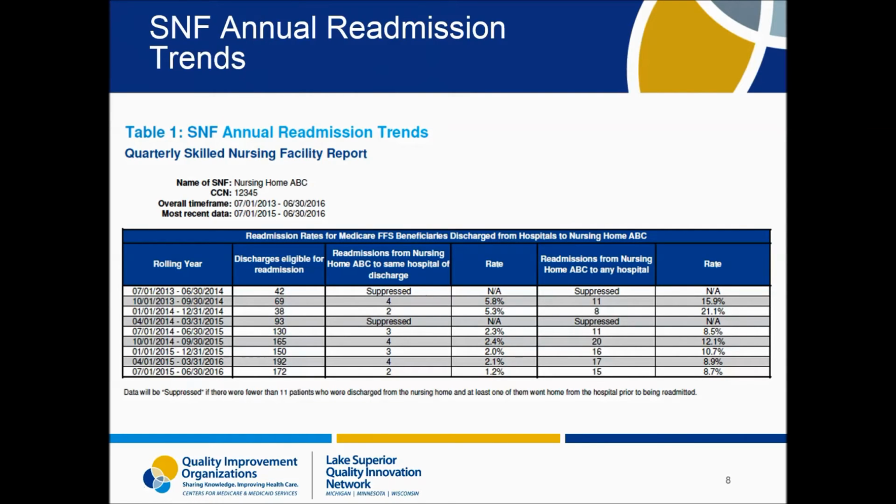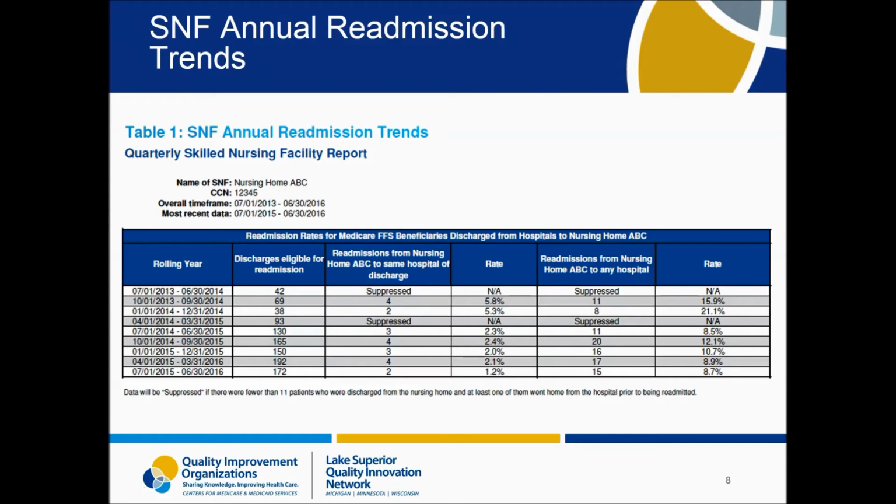This next page of the report shows the data that feeds into that chart we just reviewed. Please note that all of this is fake data. You'll notice that some rows here say suppressed. Data is suppressed due to data privacy if there are fewer than 11 patients who were discharged from the nursing home and at least one of those patients went home prior to being readmitted.